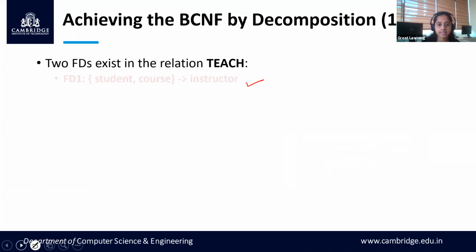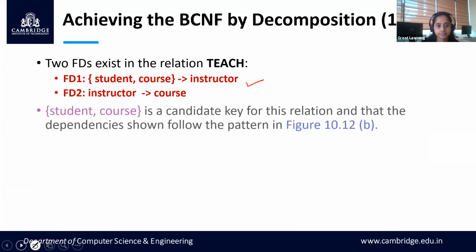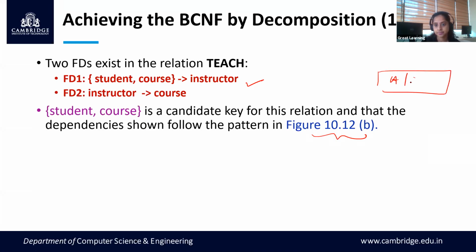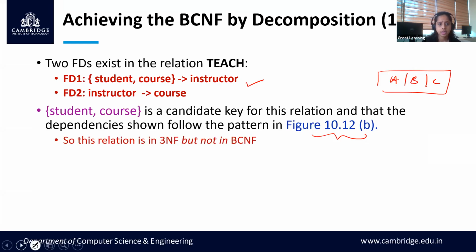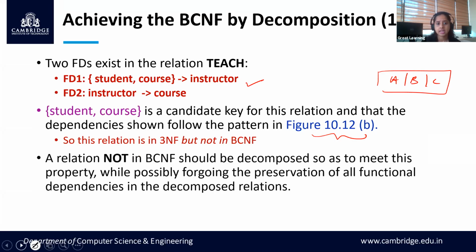I have these two functional dependencies, which is actually similar to that relation, my ABC. It is similar to that. So this relation is in 3NF but not in BCNF. But a relation not in BCNF should be decomposed to meet this property. What property? What I am actually foregoing is my preservation of functional dependency.